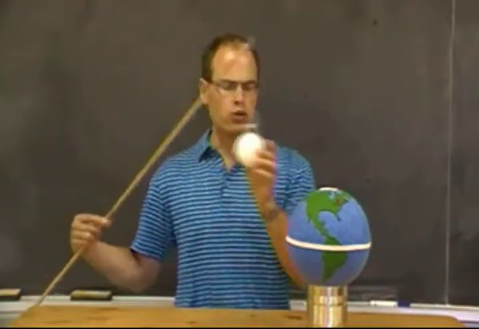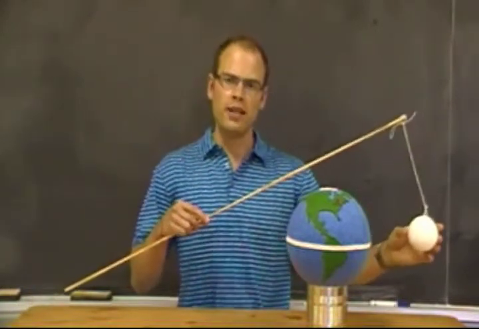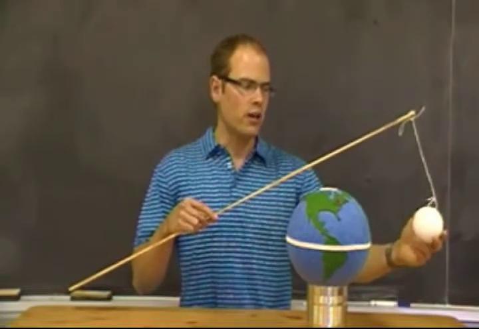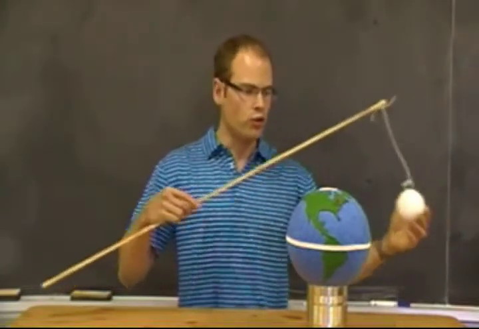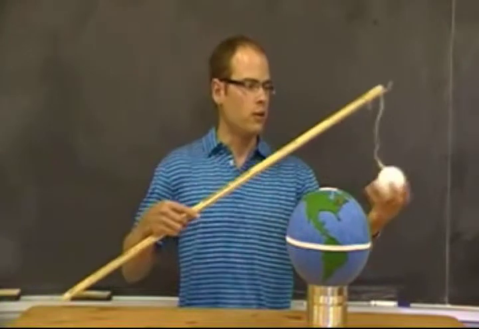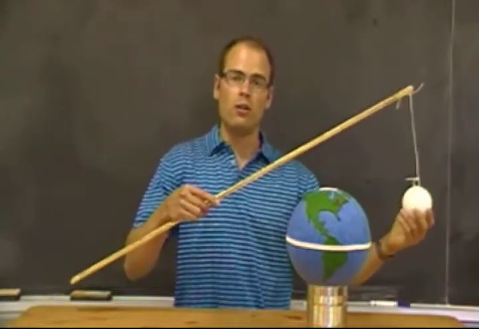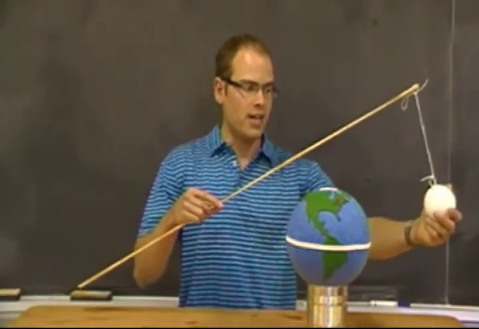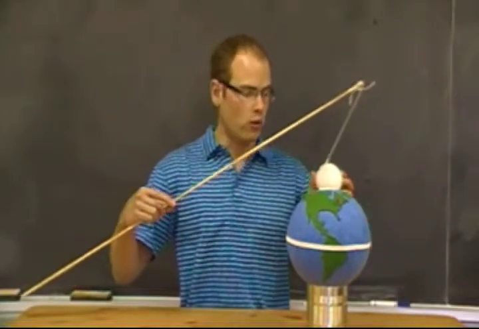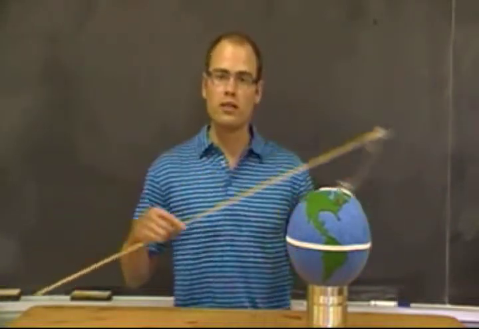Now, the moon also rotates itself in 28 days. So that means that its period of revolution around the Earth and its period of rotation are the same. So that means that the same side of the moon is always facing the Earth. So let's take a look at that.